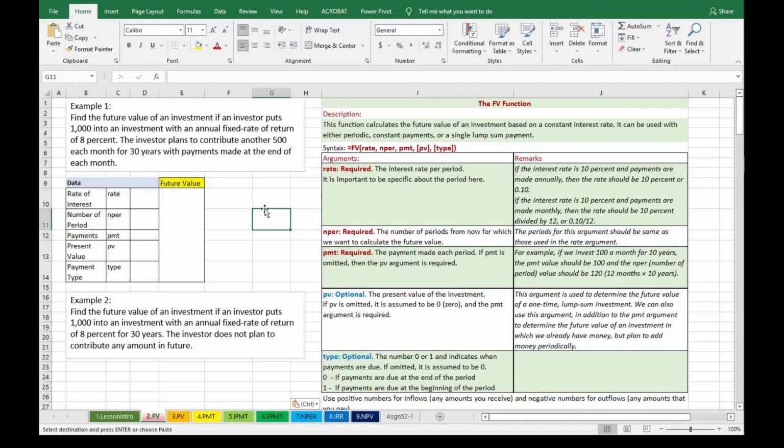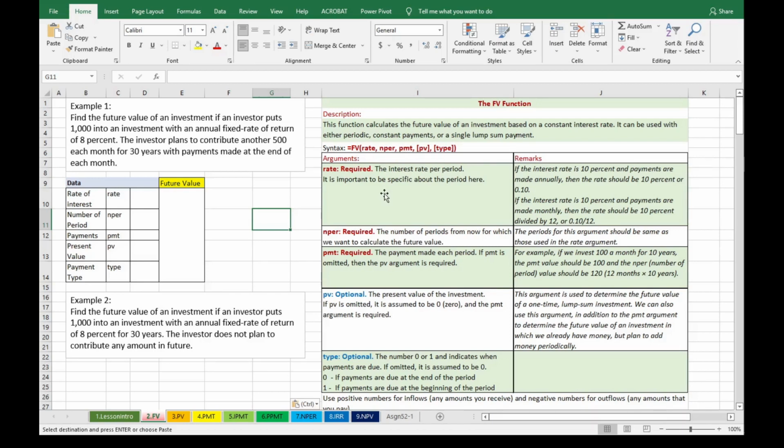Now let's look at the FV function, that is the future value function. The description of this function is, this function calculates the future value of an investment based on constant interest rate. It can be used with either periodic constant payments or a single lump sum payment. The syntax for this function is equal to FV, then rate, NPER and PMT. 3 arguments are required and other 2 arguments PV and type are optional.